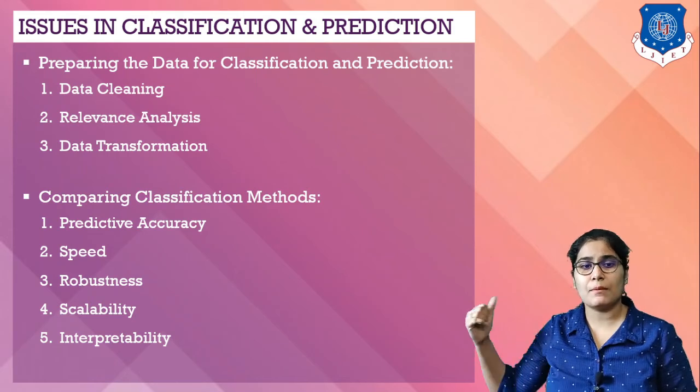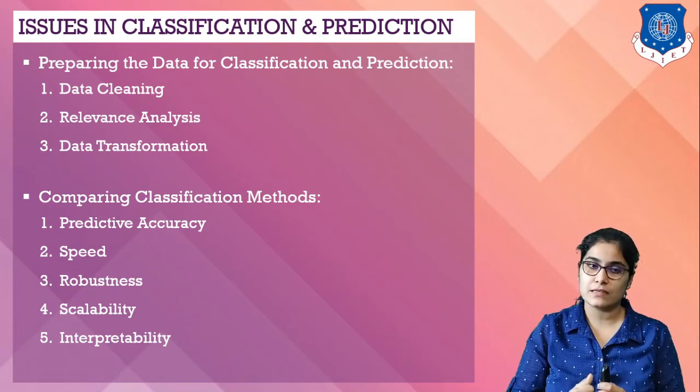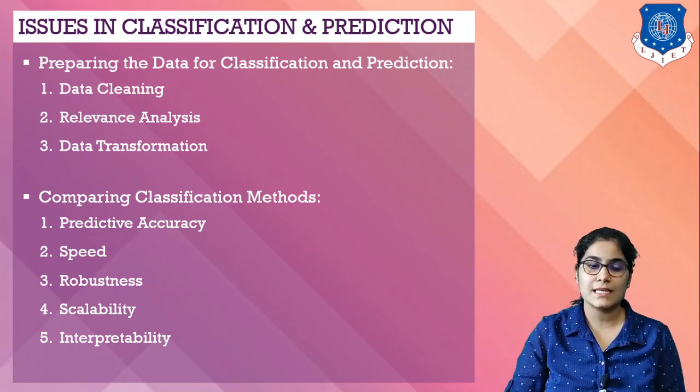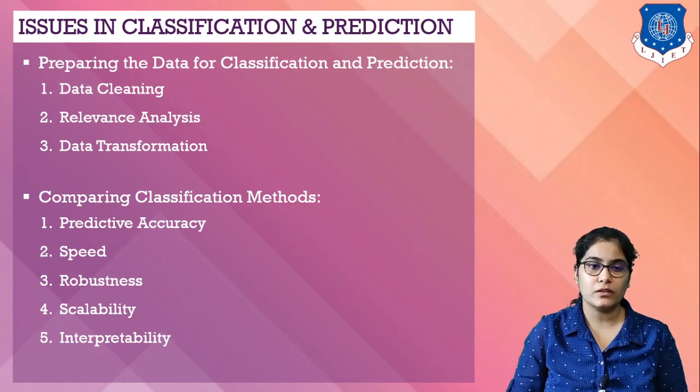Next topic is comparing classification methods. Classification and prediction methods can be compared and evaluated according to the given criteria. The first criteria is predictive accuracy. This refers to the ability of the model to correctly predict the class label of new or previously unseen data. Second criteria is speed. This refers to the computation cost involved in generating and using the model.